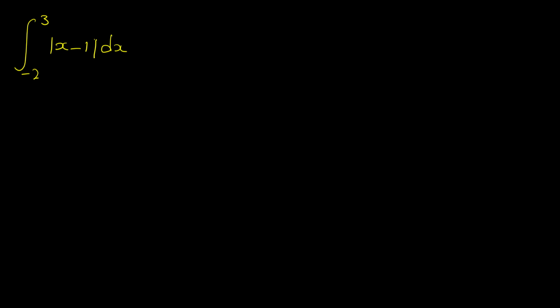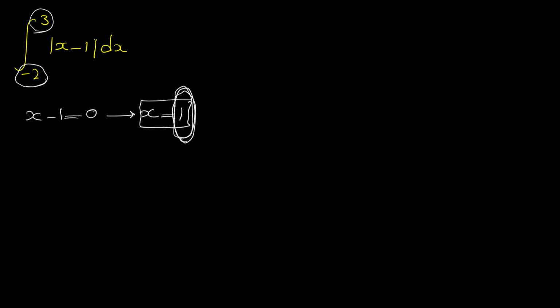But how can we get rid of the absolute value? For that, we always have to set the expression inside the absolute value equal to 0. So in this case, we set x minus 1 equal to 0 and then solve this for x. In this case, x equals 1. Then if the solution of the equation is in the region of the integral, between the lower bound and upper bound, and in this case 1 is between -2 and 3.